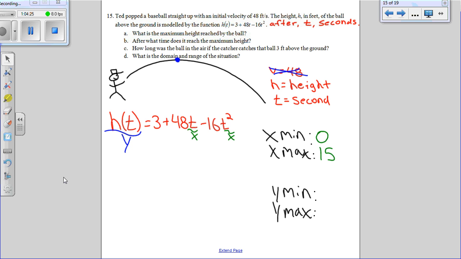Y minimum. What is our y variable? Your lowest height. What's the lowest amount of height you have? 0. What's a reasonable maximum height you have? 50. What's important is to know it's height in feet. I wouldn't put 50 if it was height in kilometers. Height in feet. 50 feet up in the air. That's pretty high. Seems reasonable. I put 50. And then I graph the thing. We'll finish this section tomorrow.